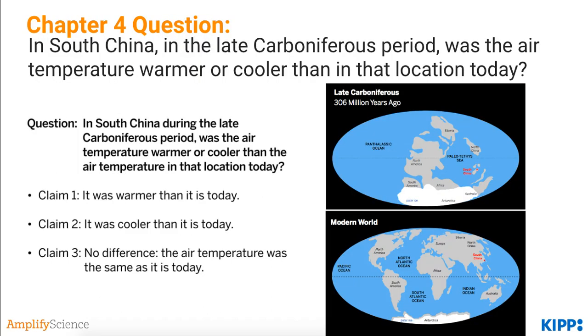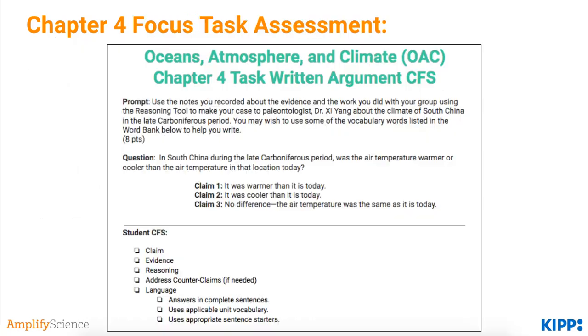Students are presented 3 claims and a series of evidence. Claim 1, it was warmer than it is today. Claim 2, it was cooler. And claim 3, there's no difference, it was the same. They see here the differences in where those locations were now and where they were 306 million years ago. At the end, they're asked to make an argument using the evidence they saw. Was it warmer, cooler, or no difference? Pause here. Give it a quick shot using what you know.